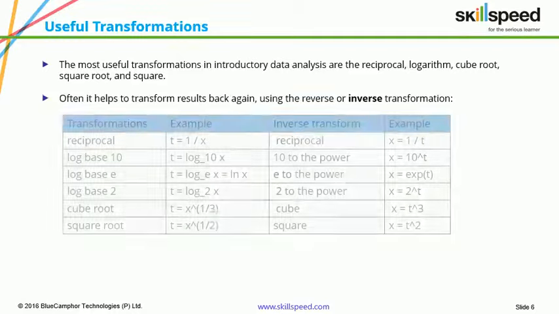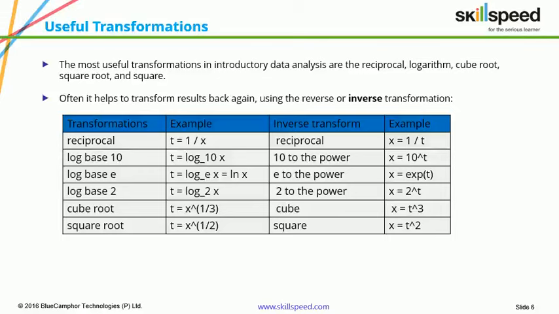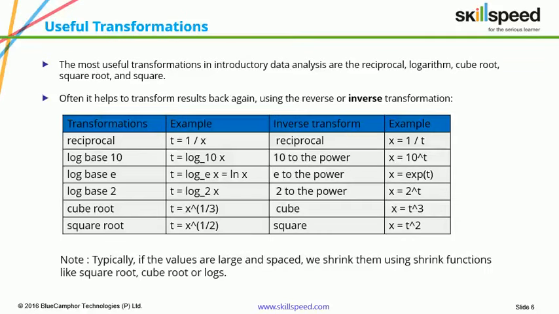Let's see some examples. If you are doing a transformation as a reciprocal, then the inverse transformation would be again taking the reciprocal of the result. For example, if t is equal to 1 upon x, the inverse transformation would be 1 upon t, which is going to be the value of x. These are some of the other transformations on similar lines. Typically, if the values are large and spaced out, we shrink them using shrink functions like square root, cube roots, or logs.